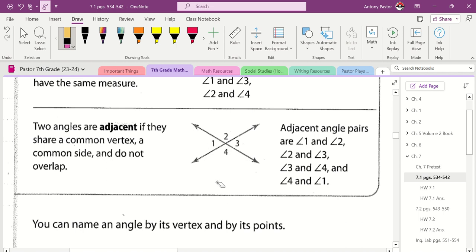So, which two are adjacent here? There's a bunch of different ones. What angles are adjacent? Give me one example, Saul. Not 1 and 2. What did you forget in front of the numbers? What do you forget in front of the numbers, ladies and gentlemen? Angle. So, what two are adjacent?